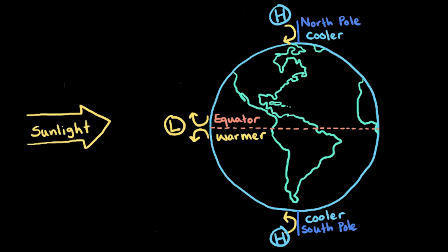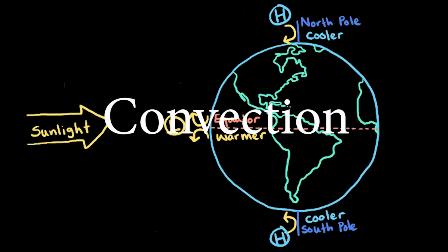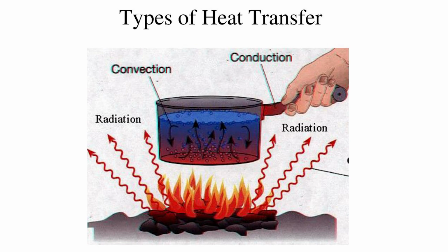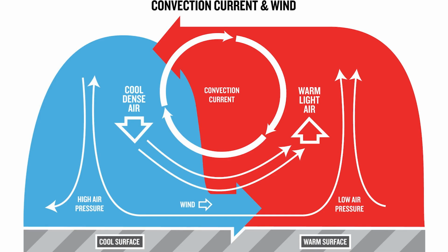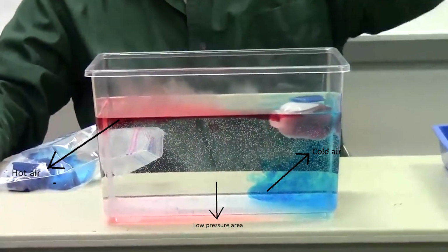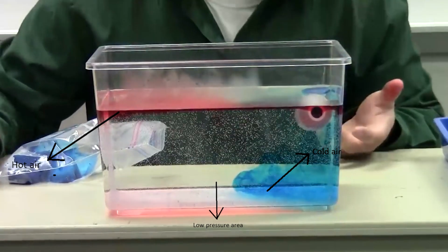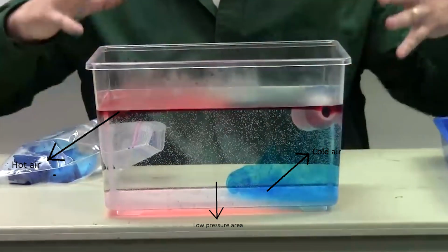This movement is part of what we call convection. Convection is essentially heat transfer through fluids, in this case, our atmosphere. As warm air rises at the equator, it leaves behind a low-pressure area. To fill this gap, cooler air from surrounding areas rushes in. This is what we feel as wind.